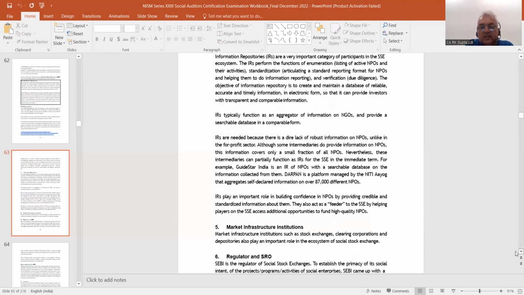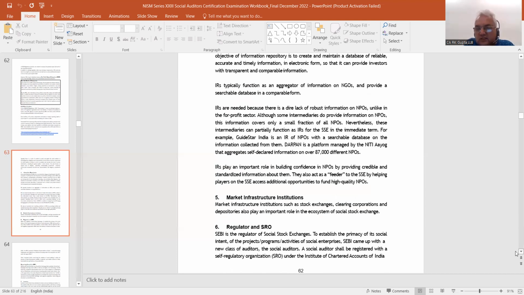So these IRs play an important role in building confidence in NPOs by providing credible and standardized information about them. They also act as a feeder to the social stock exchange by helping players on the social stock exchange access additional opportunities to fund high quality NGOs, because now there will be comparison. When information about all the NPOs is available, then the investors can choose, okay, where should I invest my funds?